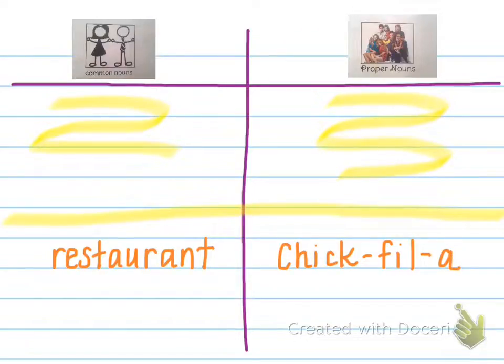Now, I may be able to go many places and find a Chick-fil-A, but it is a specific place. I can't order an enchilada or a plate of spaghetti if I go there. Chick-fil-A has their own specific menu, and it's unique. Therefore, it's a proper noun. Now, you add the name of your favorite restaurant on the right side.